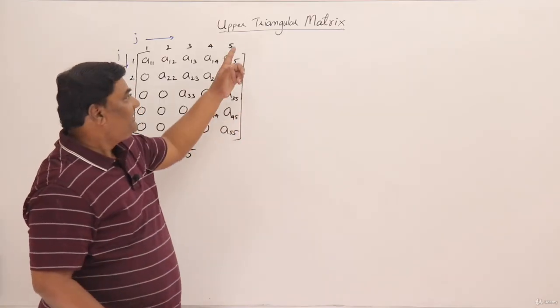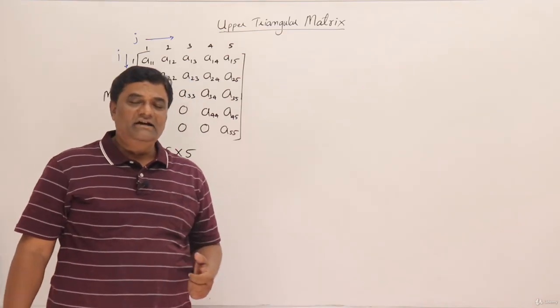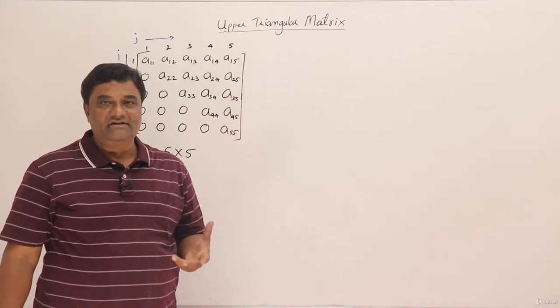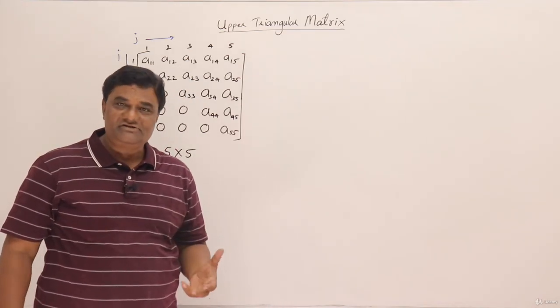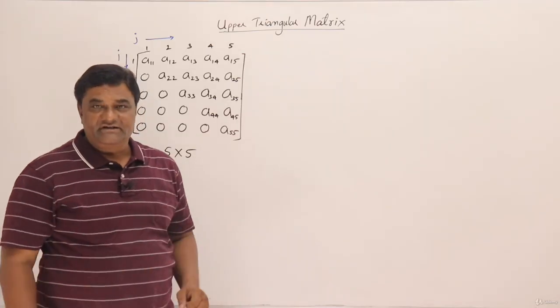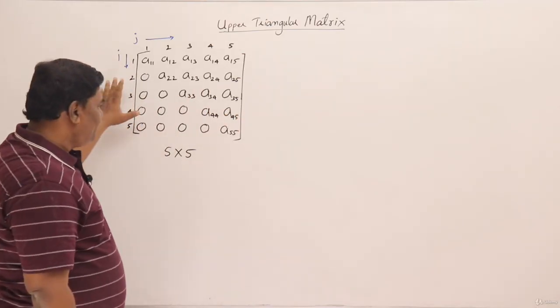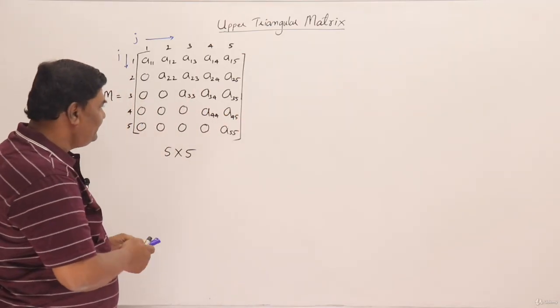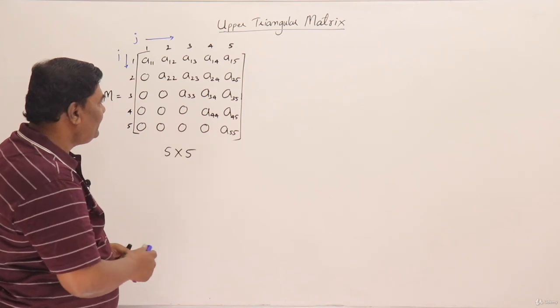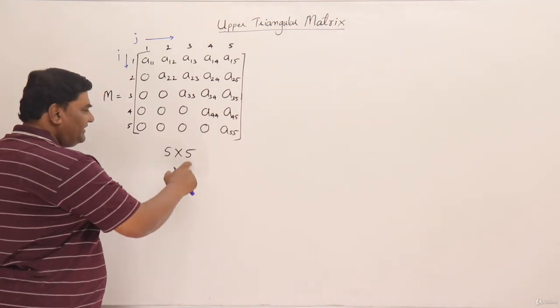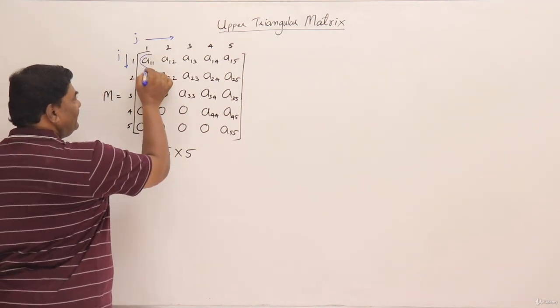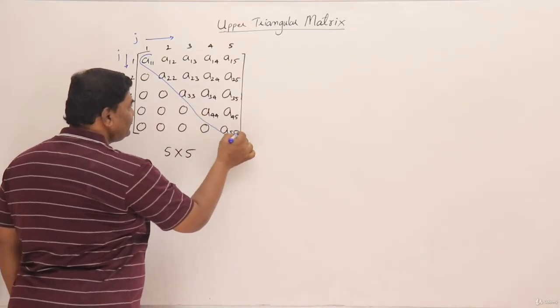Now the topic is upper triangular matrix. As you are already familiar with the lower triangular matrix and we have seen its representation, let us finish this quickly. This is an upper triangular matrix. So non-zero elements are in the upper triangular part of this square matrix. So these are non-zero elements.